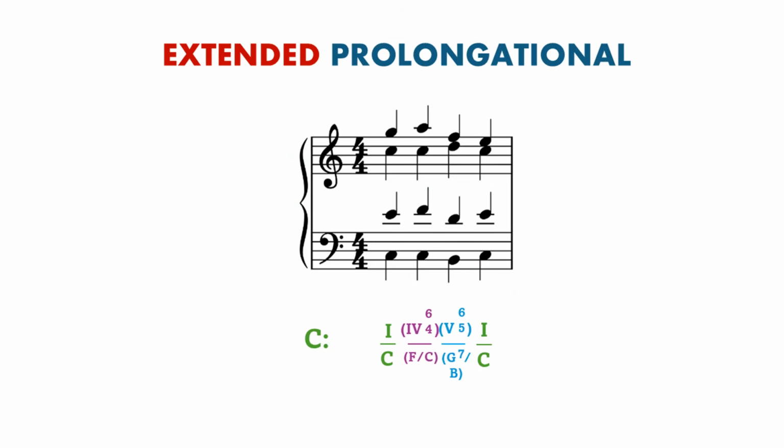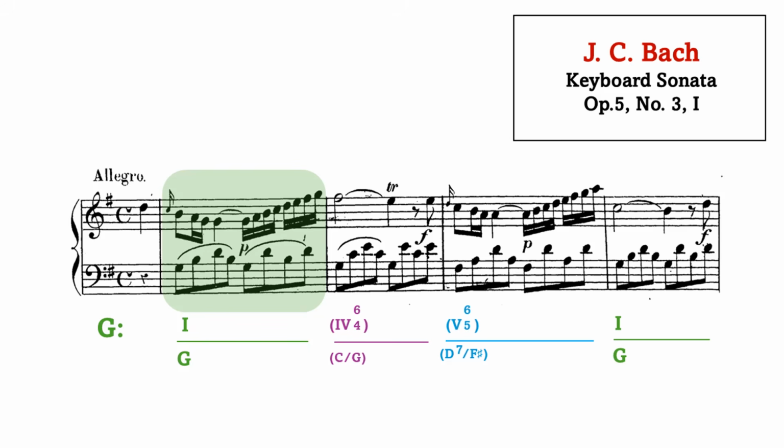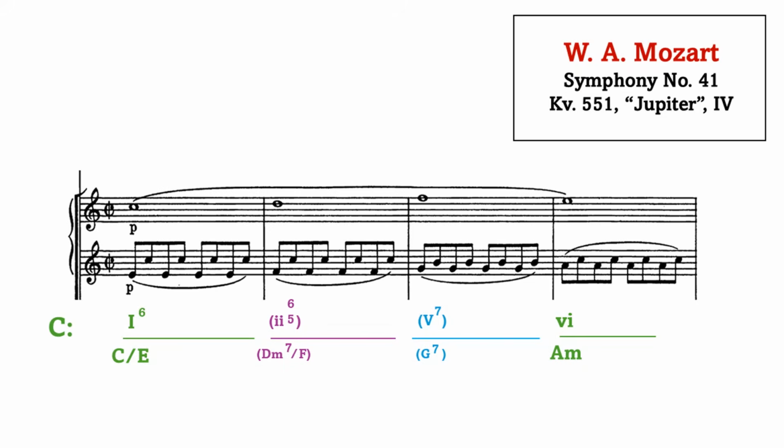The other common type of extended prolongational progression is the one in which the dominant harmony is preceded by a subdominant chord, either the 2nd or 4th degree. The following example represents an interesting variant in which the final chord is the 6th degree, a common tonic substitute. For some, this may not represent a true tonic prolongation, but it is, nevertheless, used in the very same way, which is why I consider it a deceptive variant of the tonic prolongation.